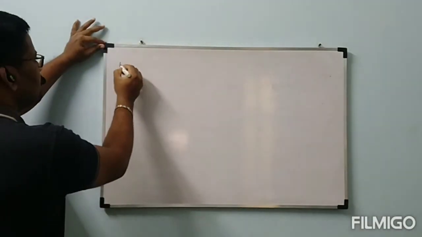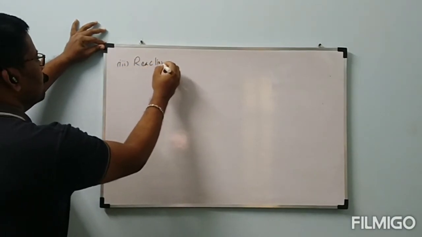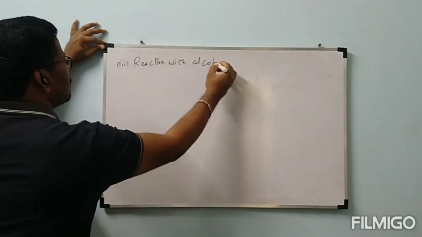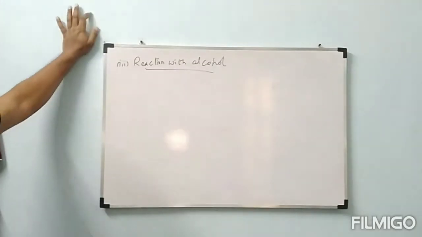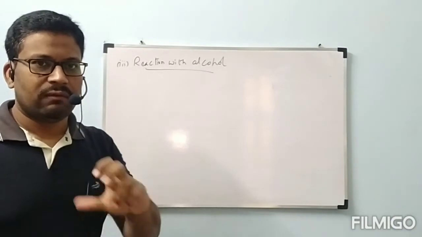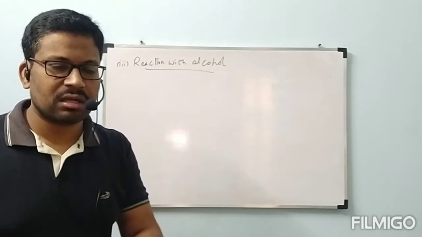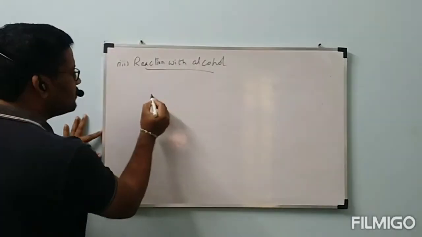Next, the third one, that is reaction with alcohol. When this carbonyl group C double bond O reacts with alcohol, what are the substances formed? Now let us see one example.